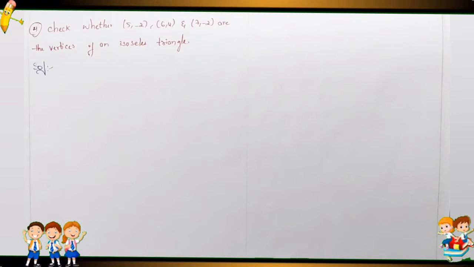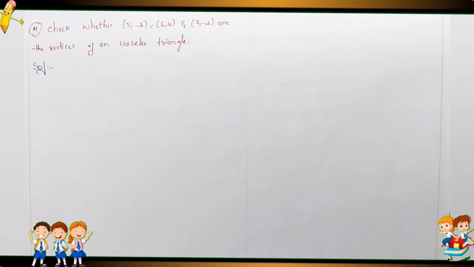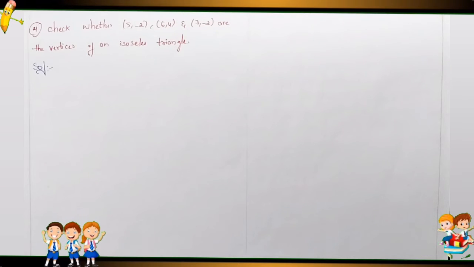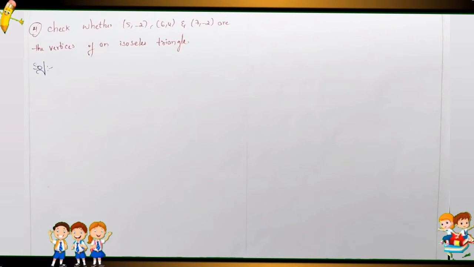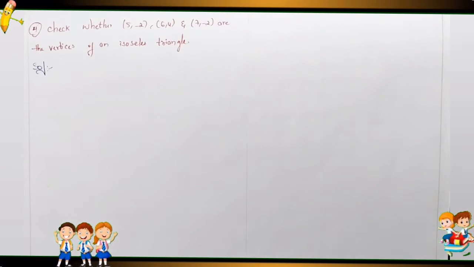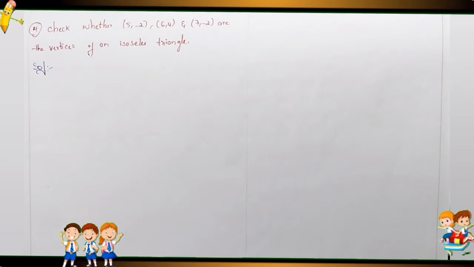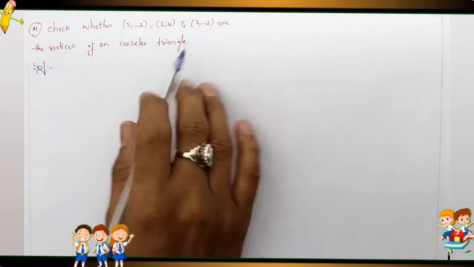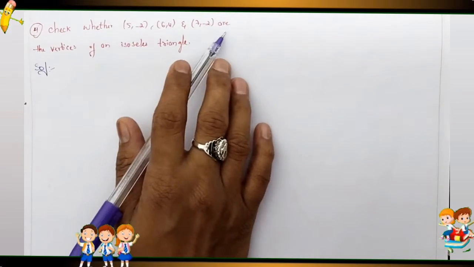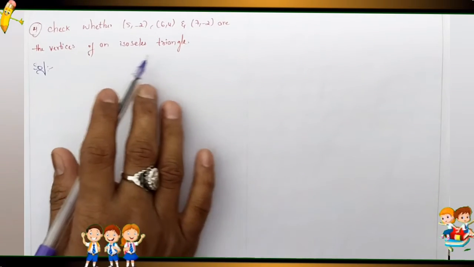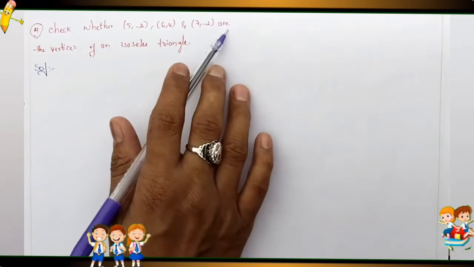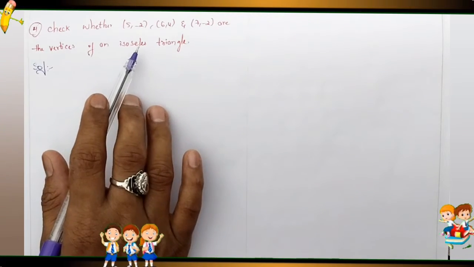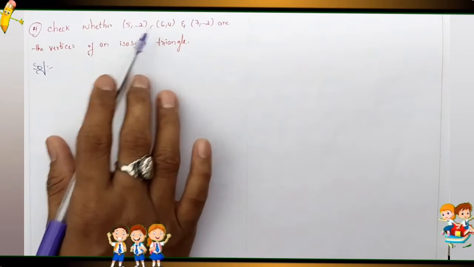Today we are discussing exercise 7.1, the fourth problem. In the previous video we discussed problems 1 to 3. Now we continue with the fourth problem. What is it asking? Check whether (5, -2), (6, 4) and (7, -2) are the vertices of an isosceles triangle. The points are given, and we have to verify whether they form an isosceles triangle or not.